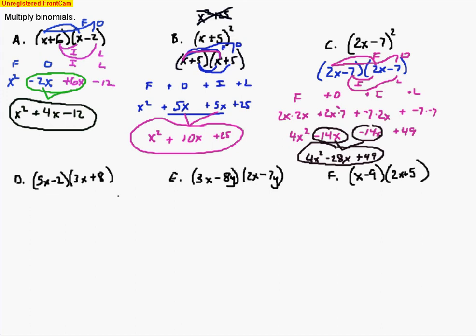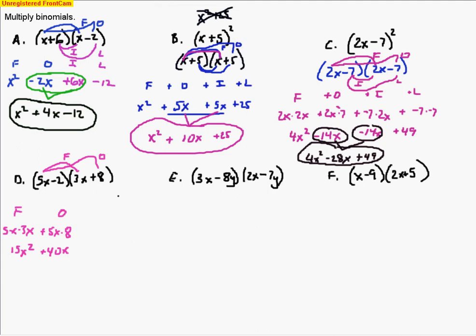Well, taking a look at the next one, we don't have a binomial being squared this time, just a regular old two binomials being multiplied. So let's take a look at the first terms there. They're 5x times 3x, so that makes a 15x squared. Make sure you get that squared symbol there. Outside terms are a 5x and an 8, so 5x times 8, leaving me with a 40x.